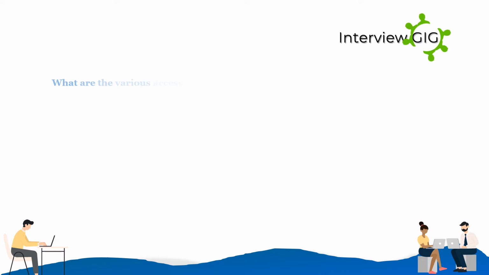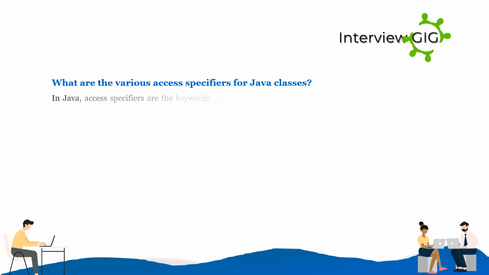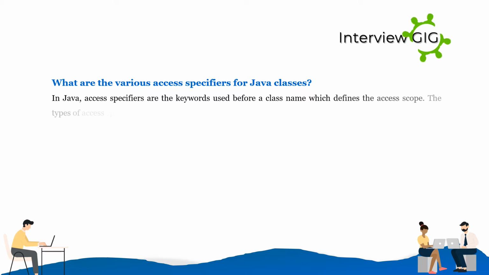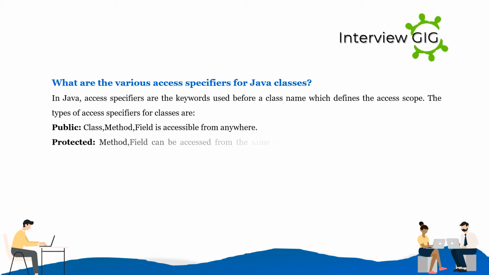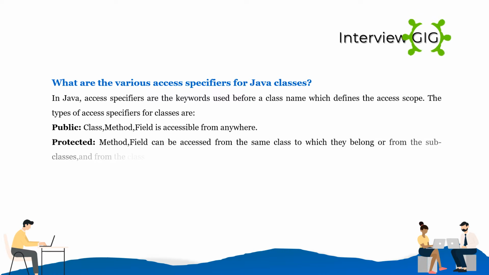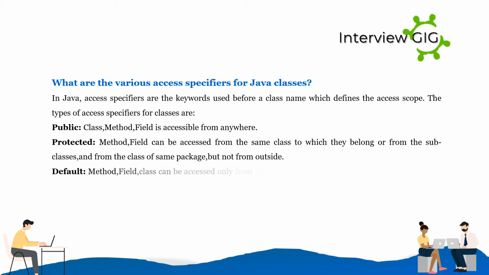What are the various access specifiers for Java classes? In Java, access specifiers are the keywords used before a class name which define the access scope. The types of access specifiers for classes are: Public: class, method, field is accessible from anywhere. Protected: method, field can be accessed from the same class to which they belong, from the subclasses, and from the classes of the same package, but not from outside.